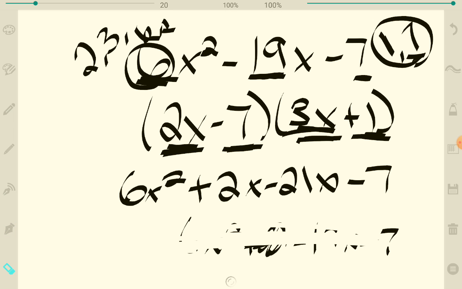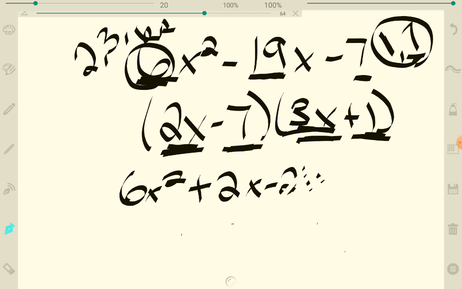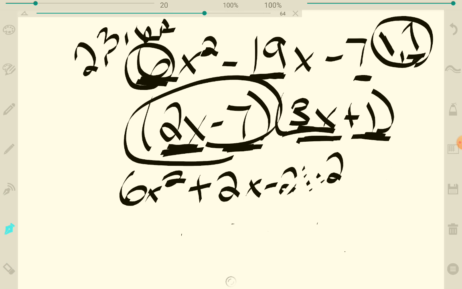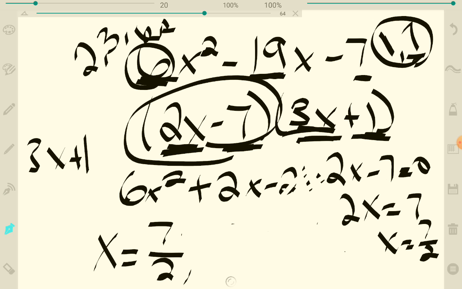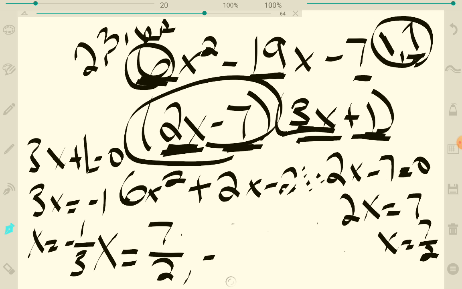So if I can erase this part right here, once we get the factors, or this complete factor right here, we need to do 2x minus 7 equals 0, and 2x equals 7, and x equals 7 over 2. So x equals 7 over 2, comma, 3x plus 1 equals 0, and 3x equals -1, and x equals -1/3. And these would be our two solutions for this problem.